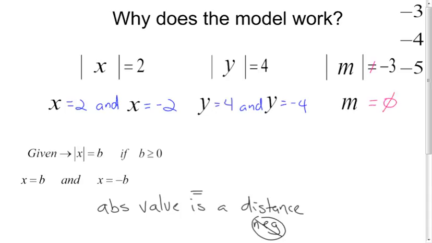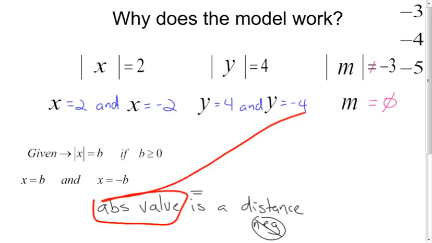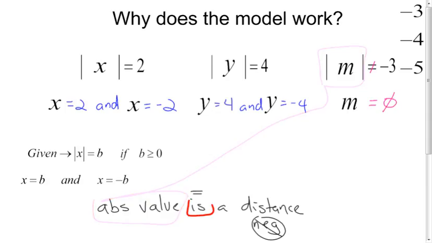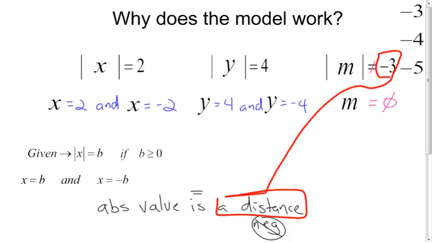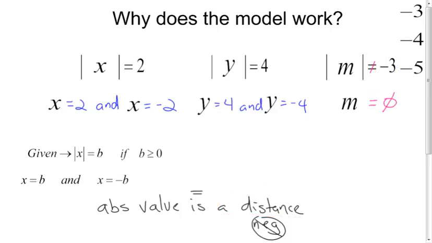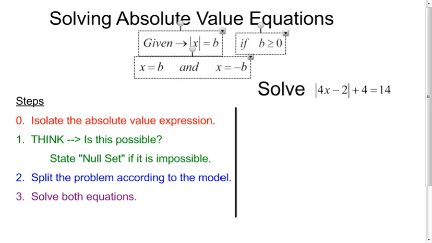There is no answer that makes that true, because this sentence translates absolute value right here, that equal sign before I crossed it out, as a distance. And that distance will never be negative 3 because there is no negative distance. Okay? So that's how we're going to build this model that we're going to use. Now we're going to put it to work.